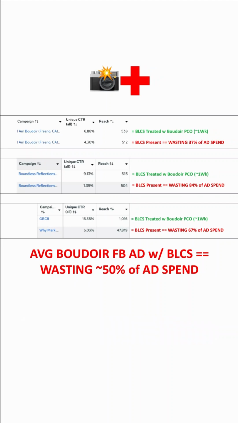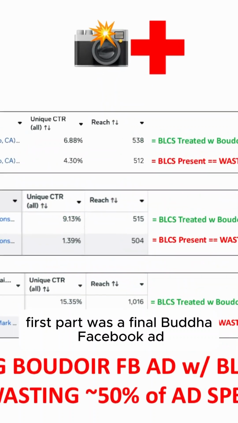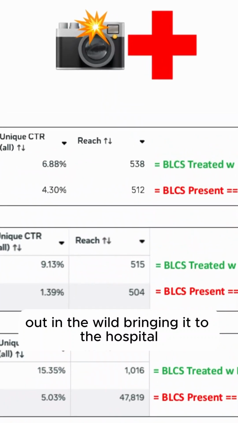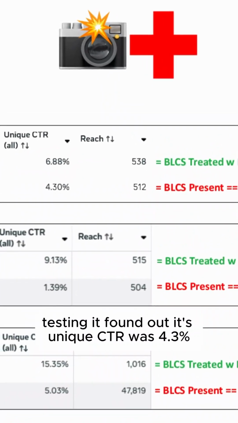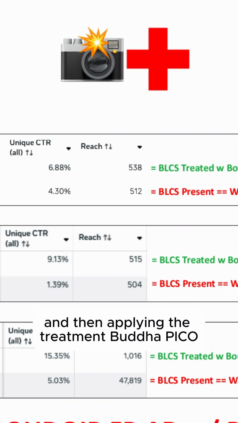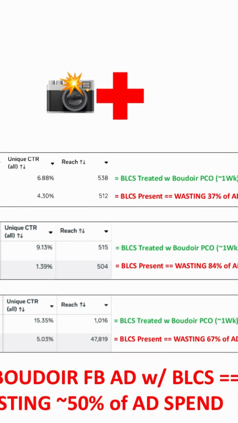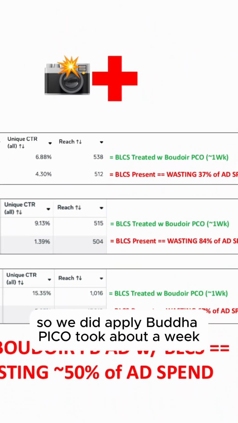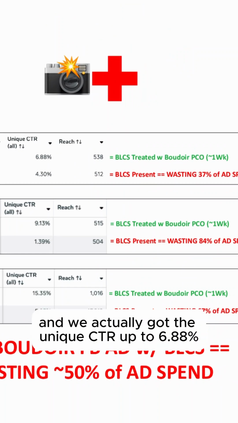So from my residency, the first part was finding a Boudoir Facebook ad out in the wild, bringing it to the hospital, testing it, and finding out its unique CTR was 4.3%, and then applying the treatment, Boudoir Pico. It took about a week, and we actually got the unique CTR up to 6.88%.